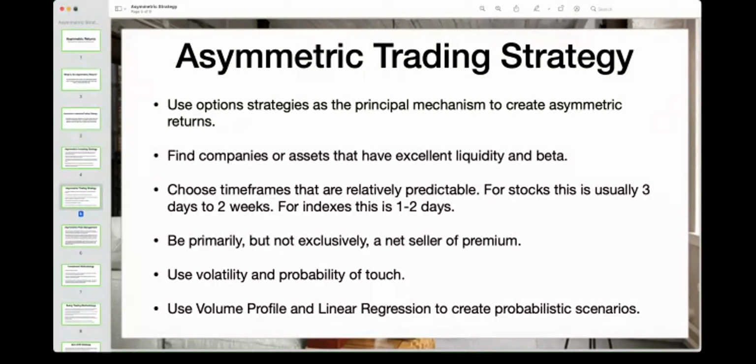And by doing that, we can make upwards of 100, 150, 200% of the risk that we put on. And we can do that consistently.